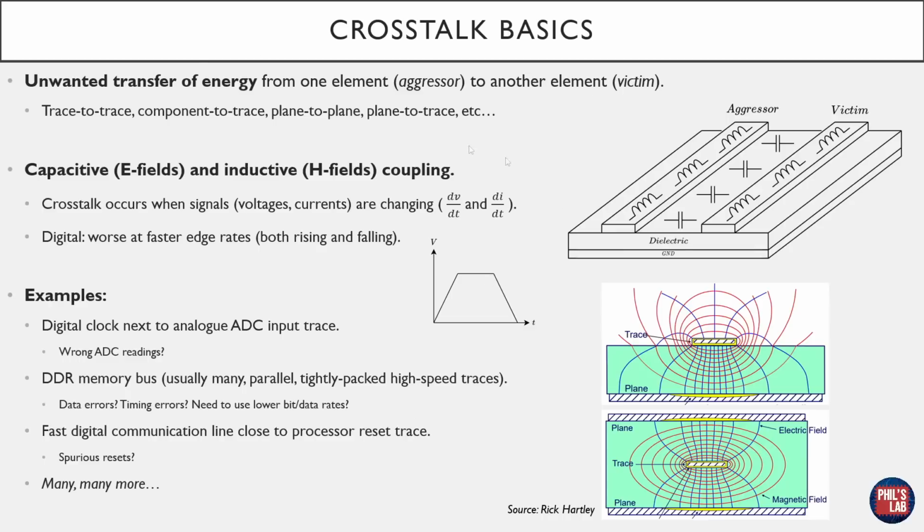Some examples of where crosstalk is important and can be very detrimental. For example, if we run a digital clock signal close or next to an analog ADC input trace. If there's too much crosstalk, too much coupling, we might get wrong ADC readings, especially if you have a very high bit depth or high resolution ADC, maybe a 16-bit, 24-bit ADC in audio. Additionally, we can get crosstalk problems in memory buses, for example, DDR memory buses, where we usually have many parallel, tightly packed high-speed traces. Coupling could lead to data errors if we get voltages induced on victim lines, we get timing errors, which may in turn lead us to use lower bit rates or data rates.